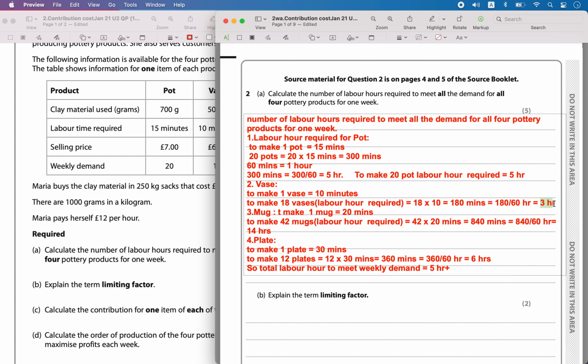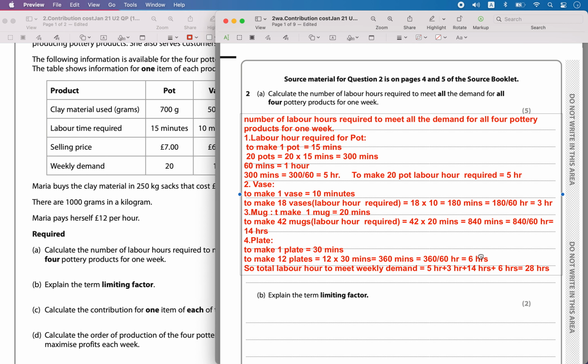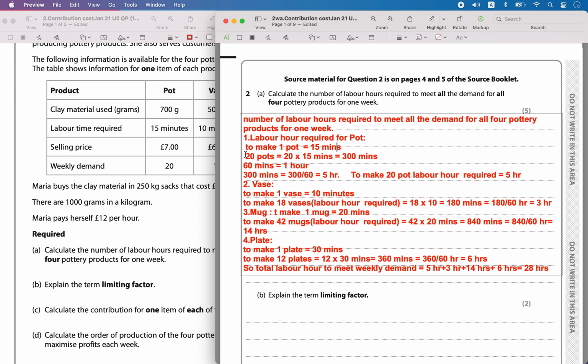5 hours plus 3 hours plus 14 hours plus 6 hours. That is going to be equal to 28 hours. So it will require 28 hours of labor to meet the weekly demand.